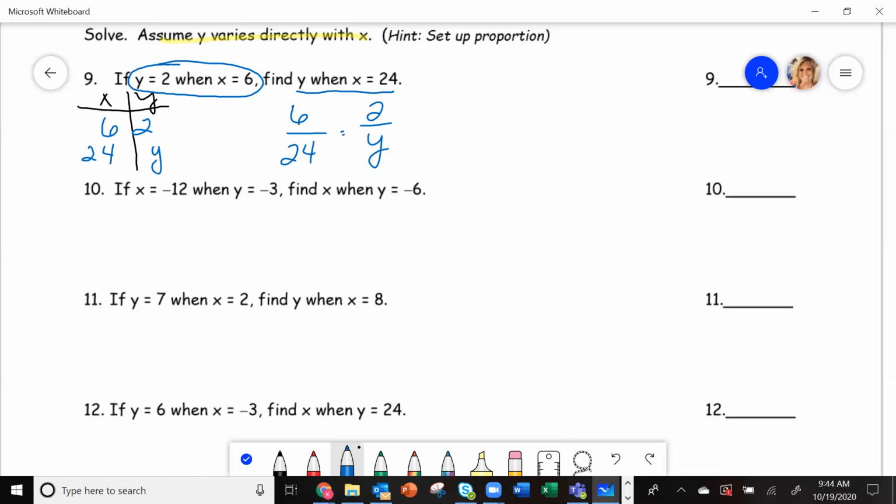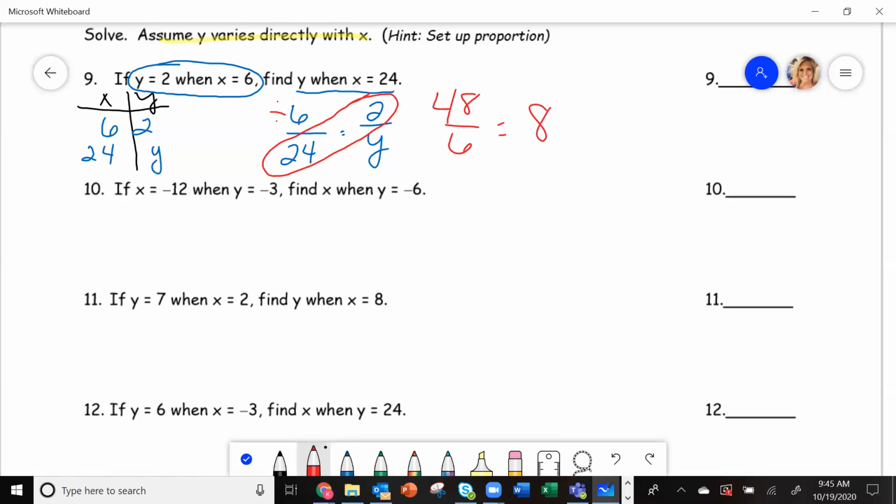Now, remember what we're supposed to do. You're going to cross multiply. The numbers that are diagonal from each other, you multiply them together, and the number that's left, you divide by. Okay, so let's go through with our handy dandy calculator. 24 times 2 is 48. 48 divided by 6.